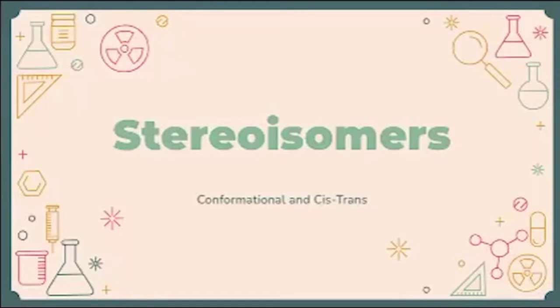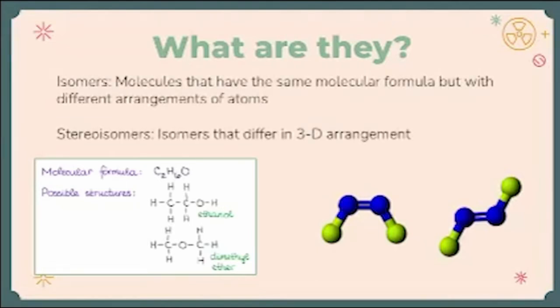Stereoisomers, Conformational and Cis-Trans by Dylan, Steve, and Kevin. So what are they? Isomers are molecules with identical molecular formulas, while stereoisomers are isomers that have the same molecular formula and only differ in how their atoms are arranged in 3D space.